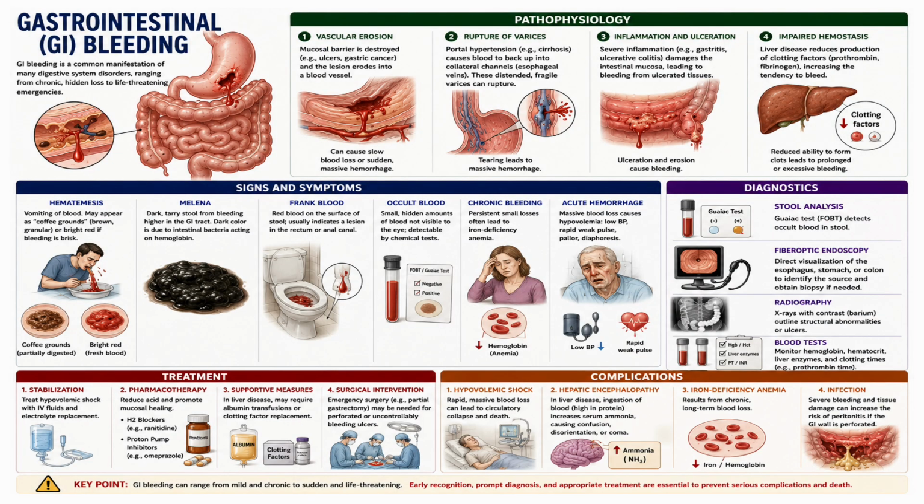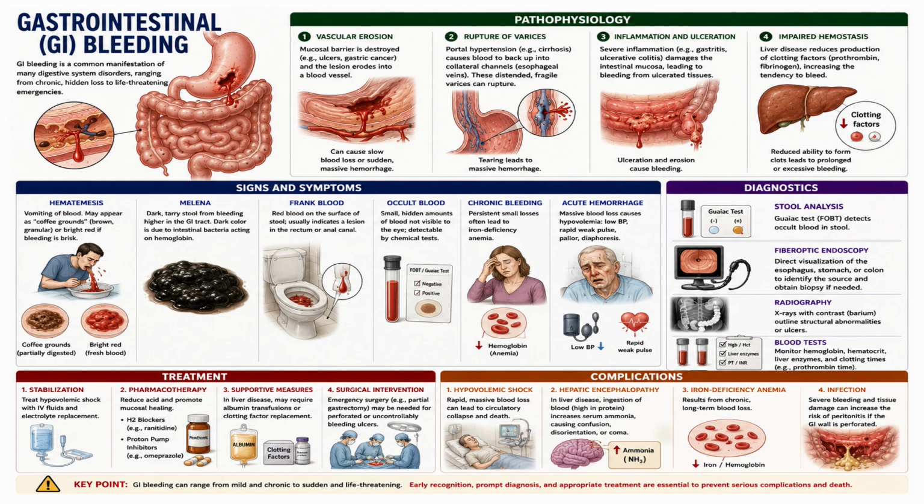Now let's talk about gastrointestinal bleeding, GI bleed. This is a critical manifestation of a wide variety of digestive disorders, ranging from chronic, hidden loss to life-threatening emergencies. Pathophysiologically, bleeding can result from vascular erosion in conditions like peptic ulcers or gastric cancer, where lesions destroy the mucosal barrier and eventually erode into the blood vessels. Because remember that lining protects us, right? And so if that lining is eroded or breaks through, then the next layer is where all the vessels are.